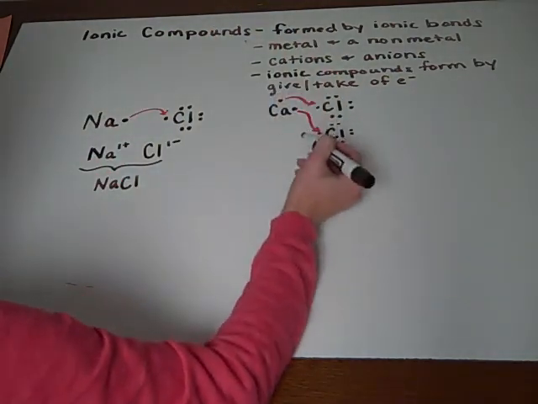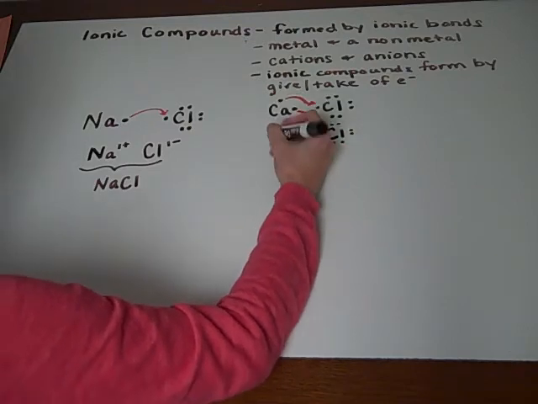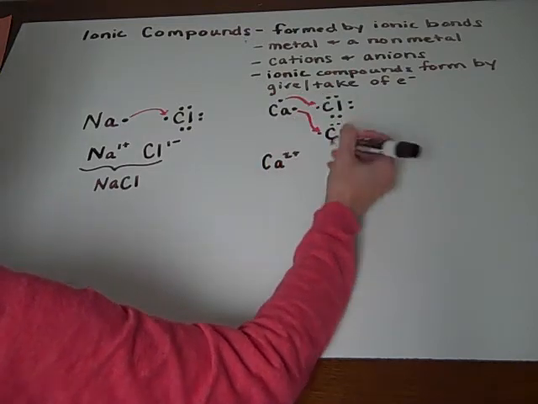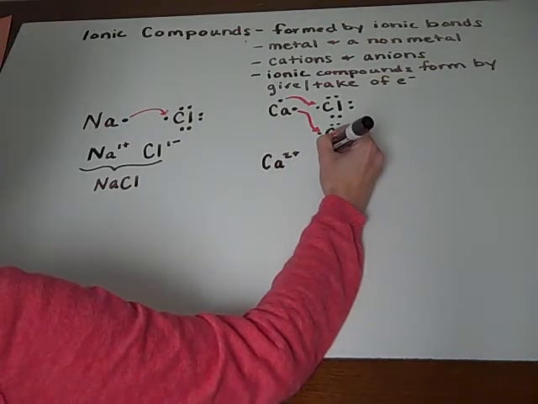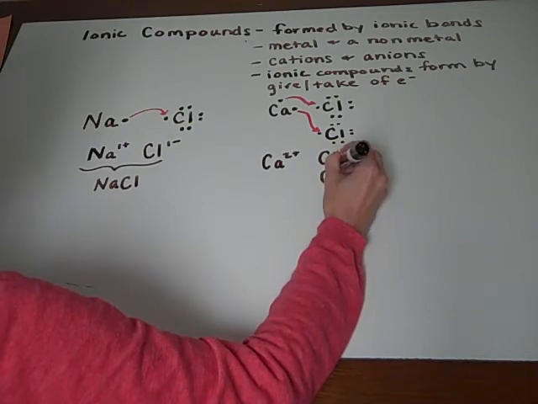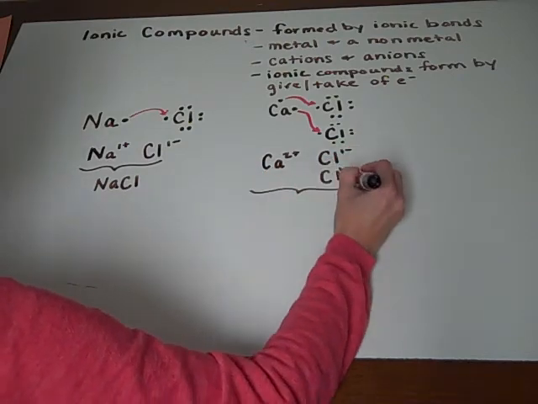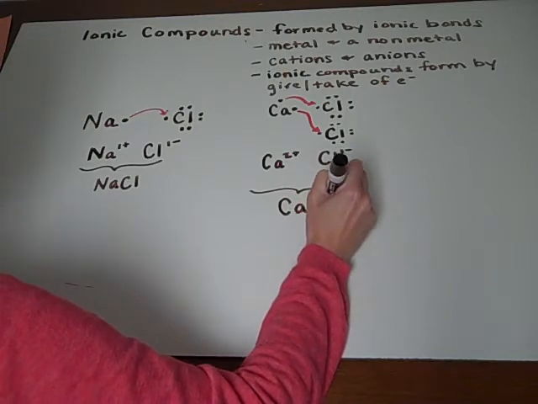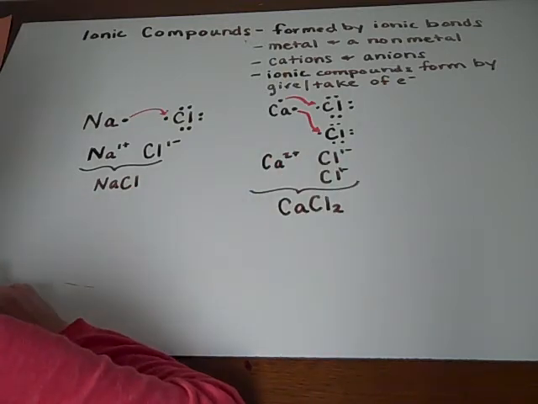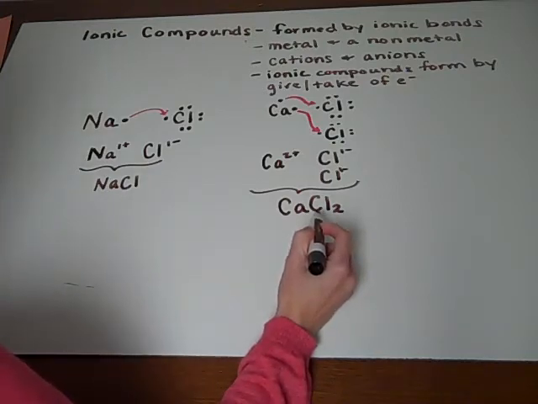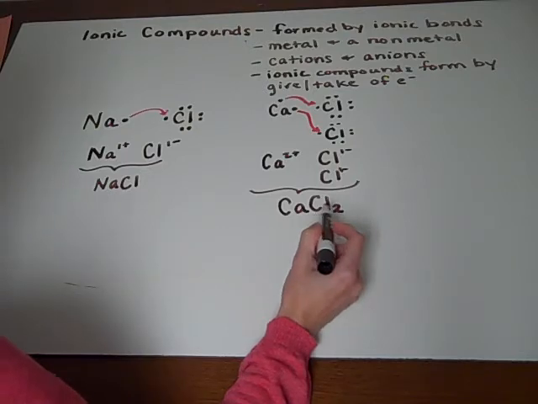It gives that second electron to calcium. So if we look at this, when calcium gives away its 2 electrons, it becomes what? Ca 2 plus, and we have how many Cl 1 minuses? We have 2 of them. So we say this forms CaCl2. Now, when we look at this, what are we actually doing here? We're actually just balancing the charges.